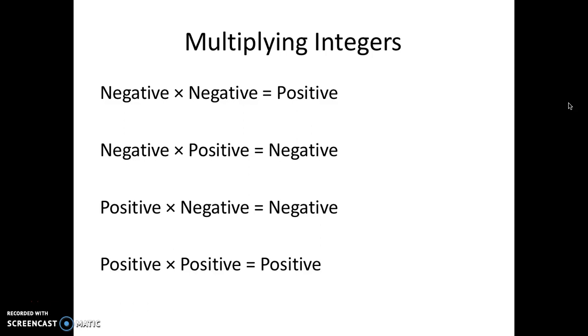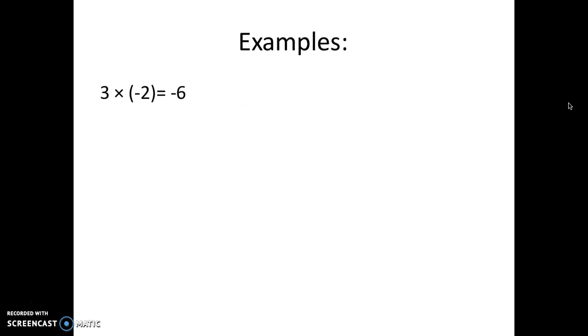So, if the signs are the same, so negative times a negative or positive times a positive, that means it's going to be positive every time. If the signs are different, that means they're going to be negative every time. So let's look at some examples.